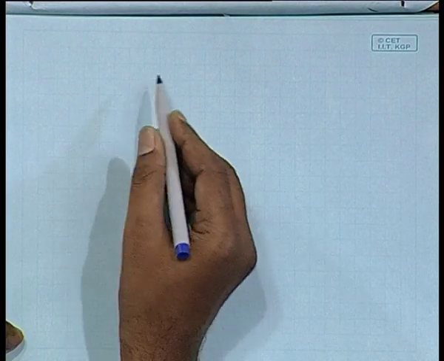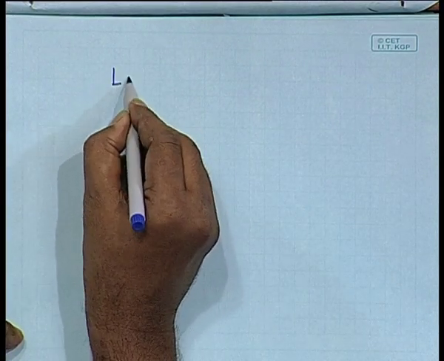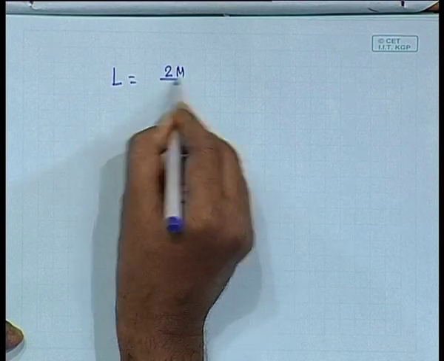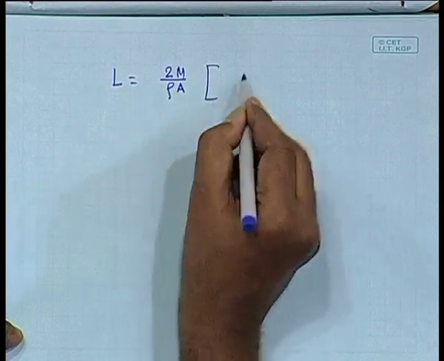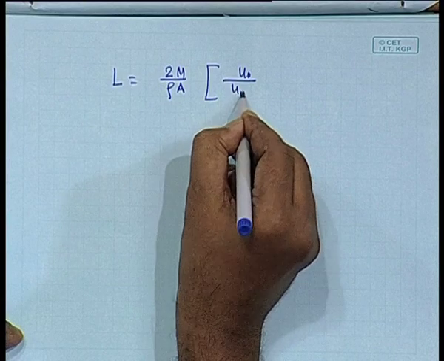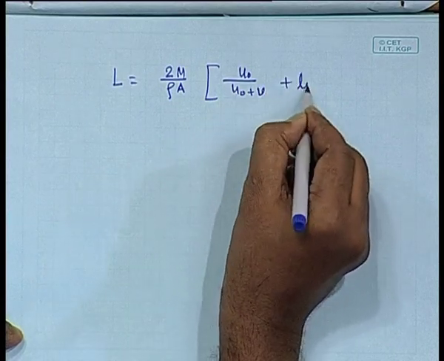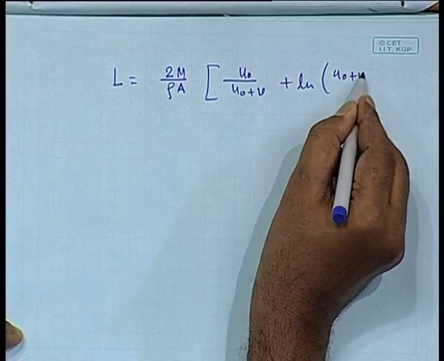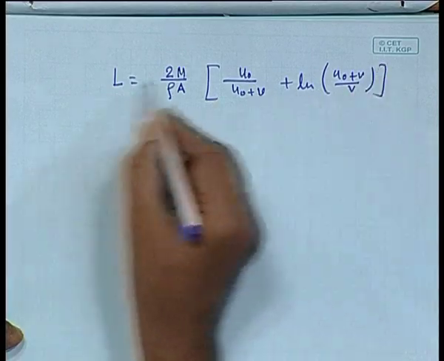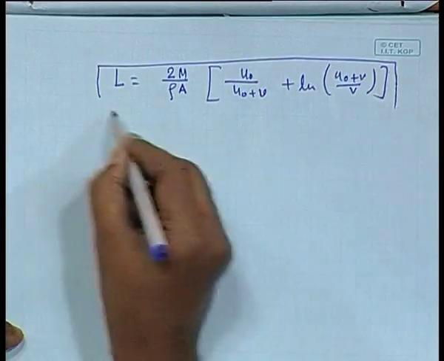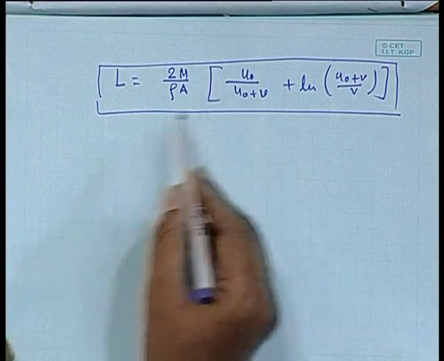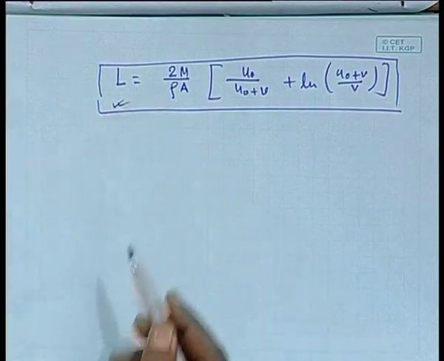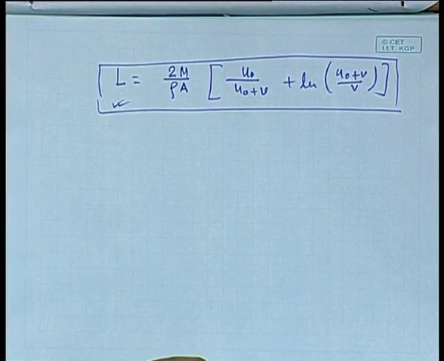And I am not solving the problem for you, you do the couple of steps by yourself. The final expression of length becomes 2m by rho a times u0 by (u0 plus v) plus ln of (u0 plus v) by v. Now put the values of different quantities on the right hand side and estimate the length or distance it will travel before coming to a halt.